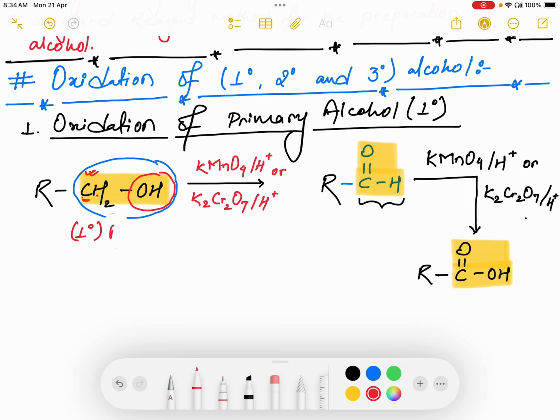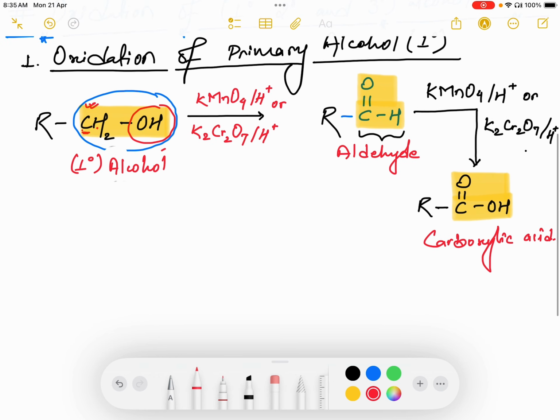So this is your 1 degree alcohol. This will oxidize and it will transform into aldehyde. This will further oxidize to give carboxylic acid. What you basically need to remember is that the number of carbons in each of these groups will be the same. The carbon number will neither increase nor decrease. That means if the alcohol contains 3 carbons, the aldehyde should also contain 3 carbons and the carboxylic acid should also contain 3 carbons.